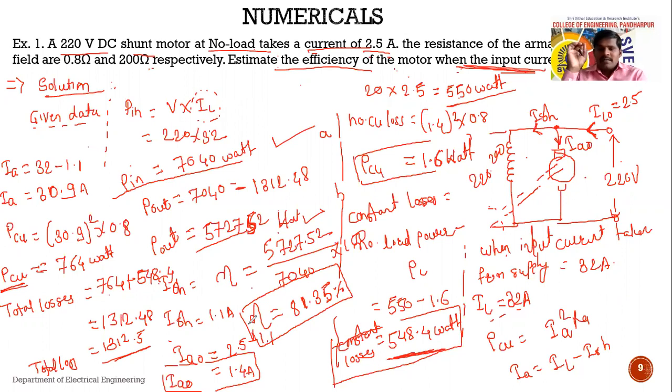If it is the armature current, then it is directly mentioned that the motor takes an armature current of such a value, then we can write it as the armature current. Okay, getting it, all of you? Have all of you written this? Okay, can I move on from this one?